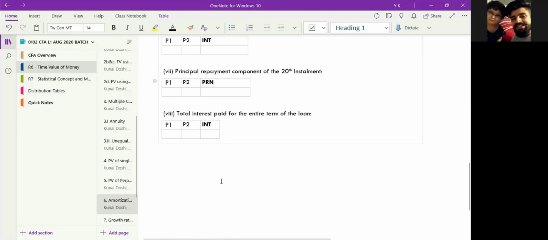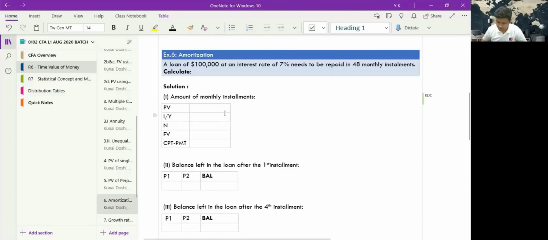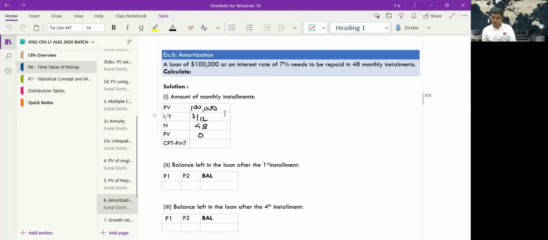$29,522. Okay, let me check. And I know there are some common mistakes that people do. So what is your PV? 1 lakh. Okay, so you've kept your PV as 100,000. Your interest is 7 divided by 12 because it is a monthly installment. Got it? Your FV is 0. And therefore, let me know what is your PMT now.